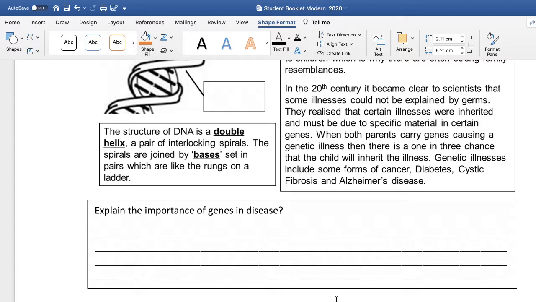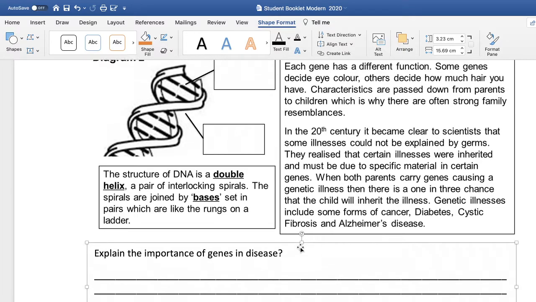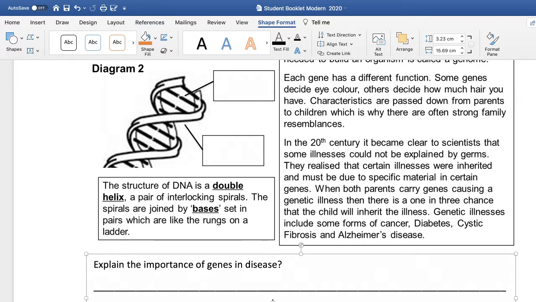But you have to think, in the beginning of the 20th century, there wasn't this understanding. It was only in the 20th century that people actually understood what genes were and how that links. So read through that to explain why it is so important.